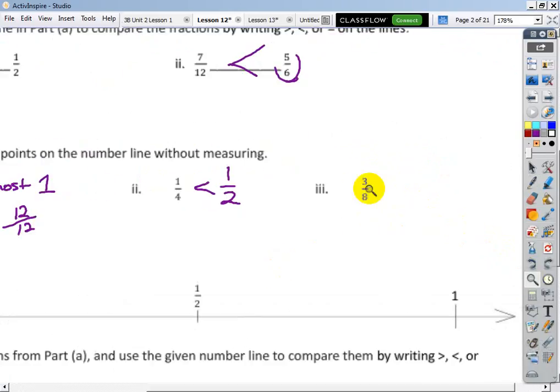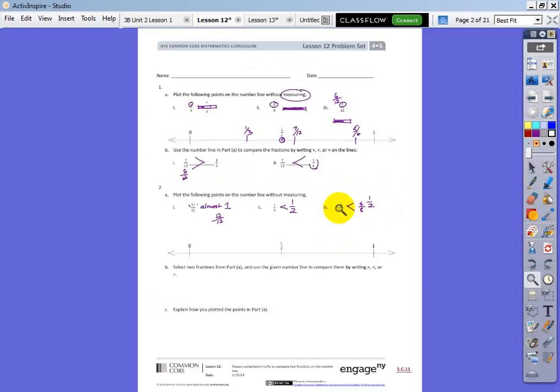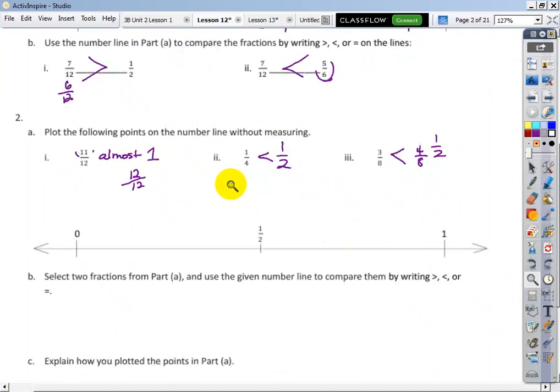And if you guys are plugging those in, great. 3 out of 8, well, we know that 4 is half of 8, so there's half. So this is less than half. Okay, so we can kind of plot these points now. 3 out of 8, got to go down here. Let's make this a little smaller and look at it here. Almost 1, 11 out of 12.